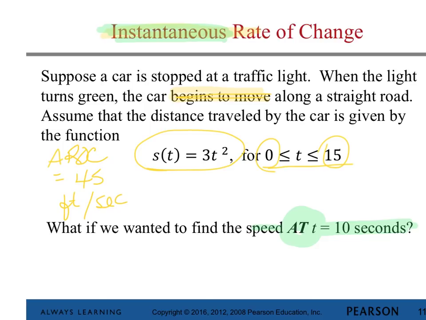Now, it would be easy to find out how far we've gone at 10 seconds. Because how far we've gone would just simply be S of 10, and that would be 3 times 10 squared, which would be 300. We would have gone 300 feet at exactly 10 seconds, but that doesn't tell us exactly how fast we're going at 10 seconds.